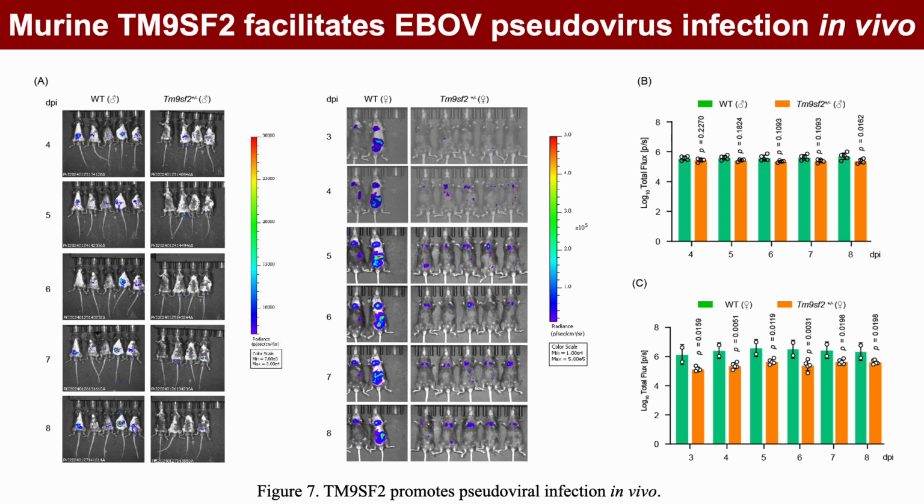TM9SF2 heterozygous knockout mice challenged with EBOV pseudovirus showed significantly reduced bioluminescent signals versus wild type, particularly in females. Thus, TM9SF2 haploinsufficiency impairs EBOV pseudovirus entry and propagation, supporting TM9SF2 as a critical attachment factor and therapeutic target.